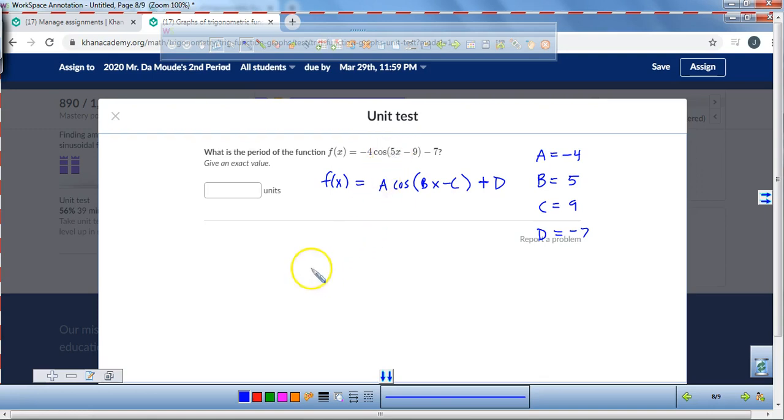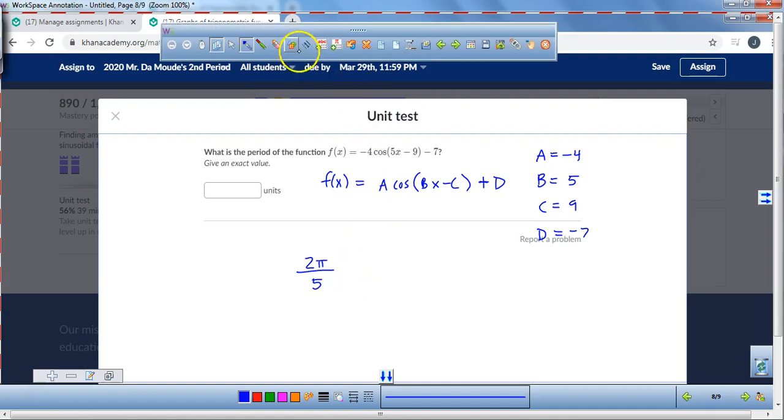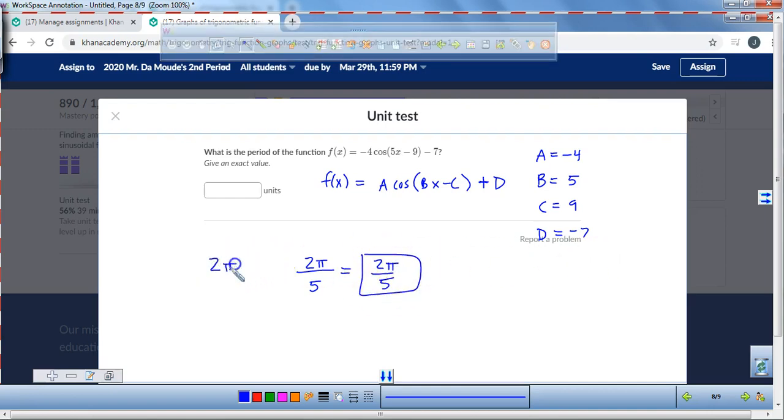So even if there was a -5, I would just do 2 pi over 5, and that would give us the length of our period. The length of our period will always be 2 pi over the B value. Just make sure you choose the positive value of B. Don't worry if they put a negative there. So what is our exact value for the length of our period? Just 2 pi over B.